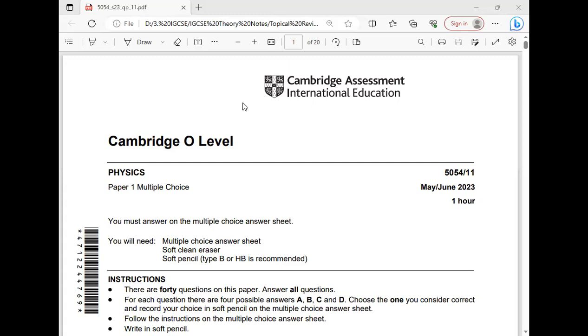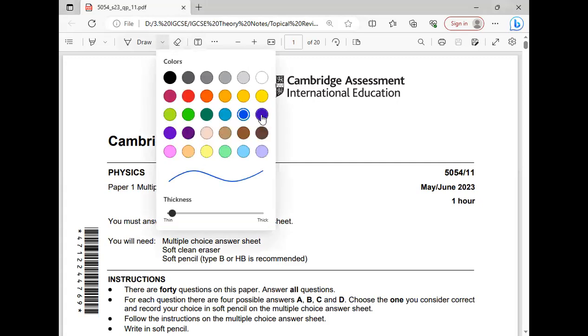Today we will discuss the MCQ paper 1-1 of O Level Physics 5054, May-June 2023. This is the first paper of the new syllabus from 2023 to 2025. So let's solve and start the questions.